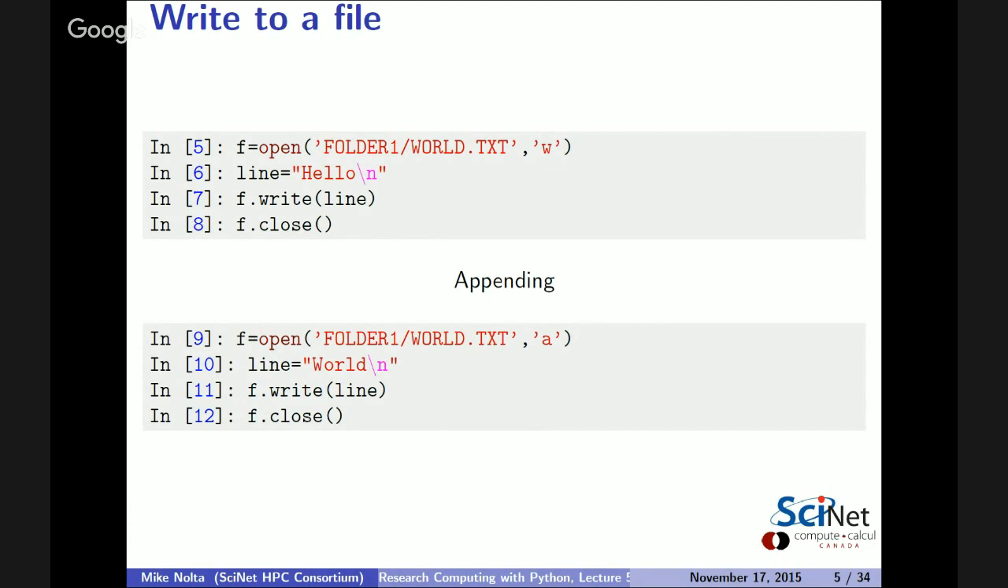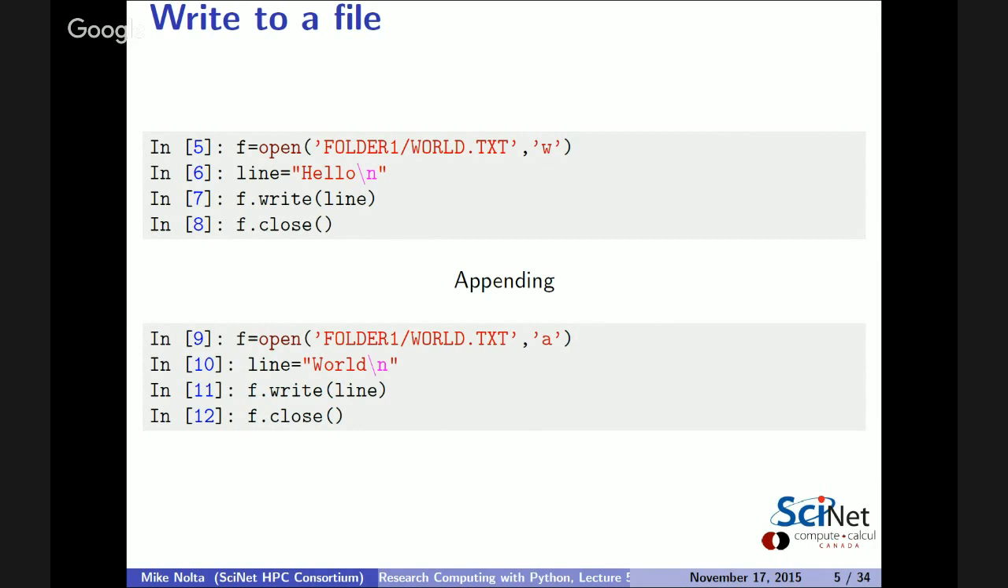Okay, and then it's just simply a matter of calling the write method on the file. So f.write to write a string to the file. And then when you're done, you close the file. If you don't close the file, not all of your stuff might end up in the file. And this just says you're done with it, write it to disk, save it. Okay, so this is writing a file.